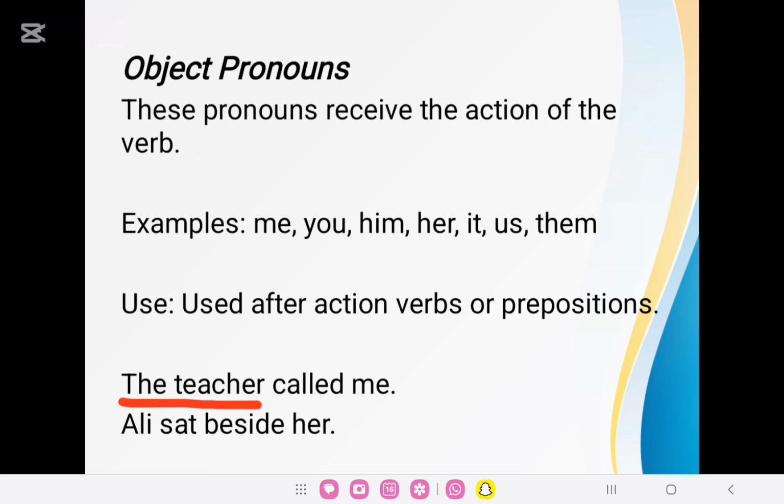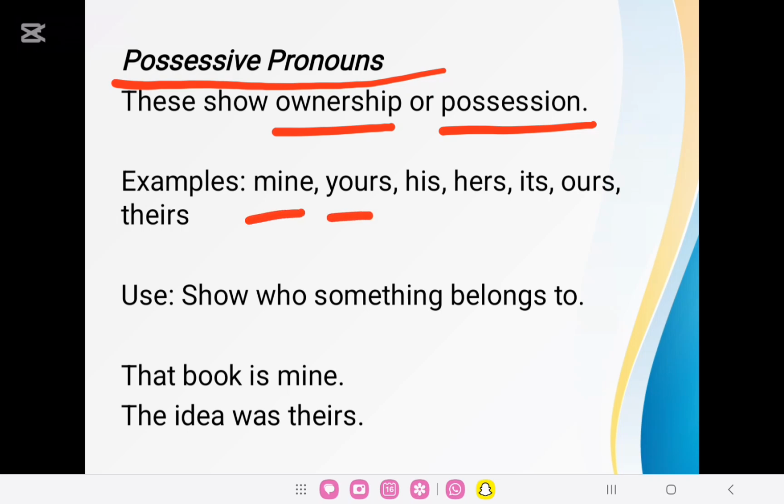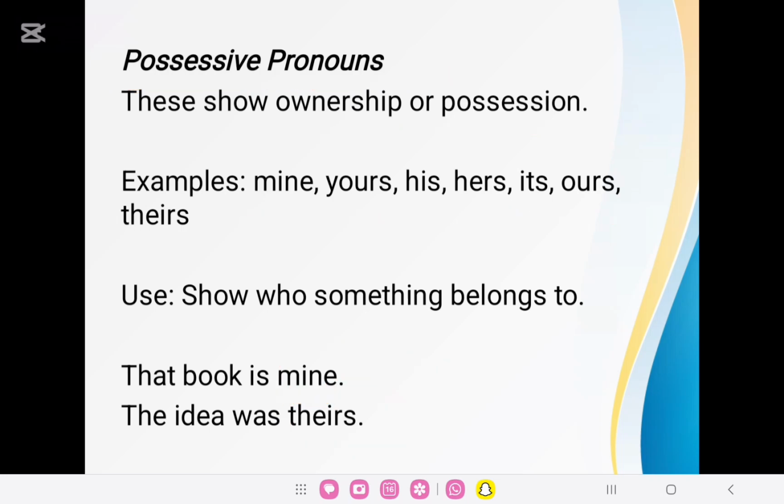The teacher called me, after this verb. Ali sat beside her. This beside is a preposition, beside her. This is an object pronoun. Then it has another use, that is possessive pronouns. The function of these pronouns is to show ownership or possession. Examples are mine, yours, his, hers, its, ours. They show who something belongs to. That book is mine. It shows possession. The idea was theirs. These are possessive pronouns and they show possession and ownership.